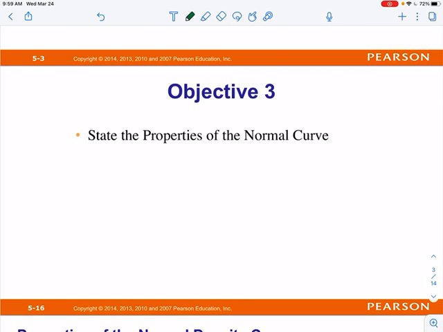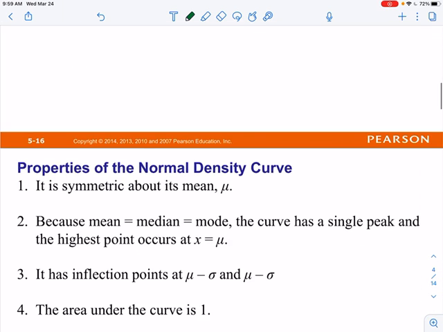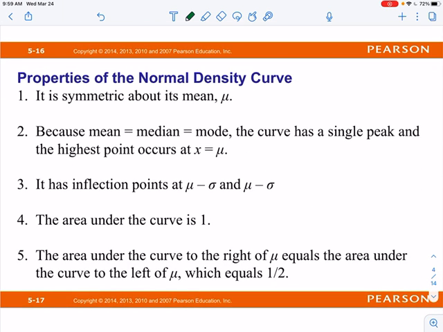Okay, so objective 3 is to state the properties of the normal curve. Again, we've been talking about the normal curve a lot, so most of this shouldn't be too outside of the realm of what you already know. The normal density curve is always symmetric about the mean. Remember when you have your curve, that middle line there is always your mean, so it's symmetric about your mean. And because it's normal and symmetric, the mean, the median, and the mode are all equal.